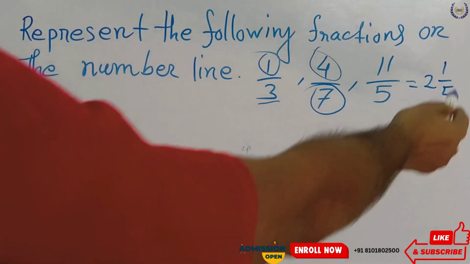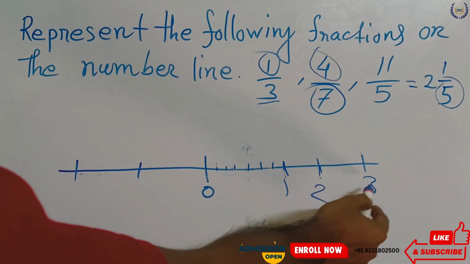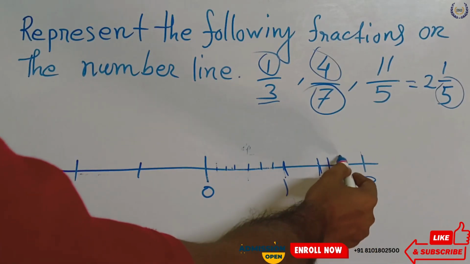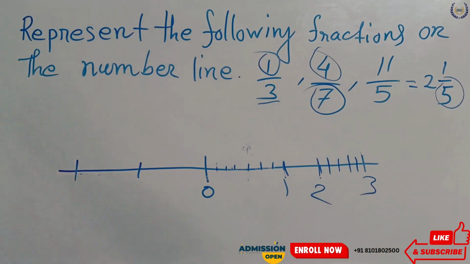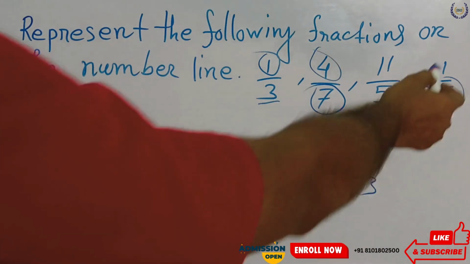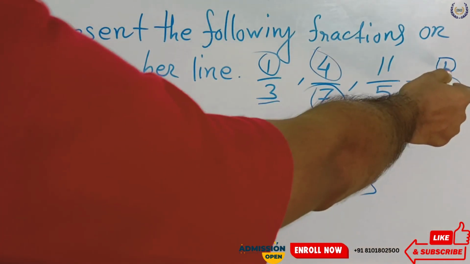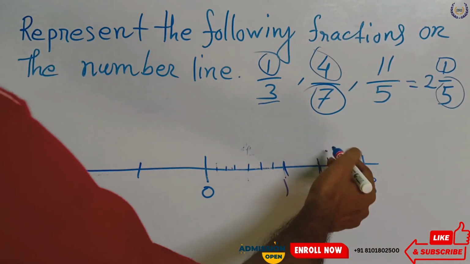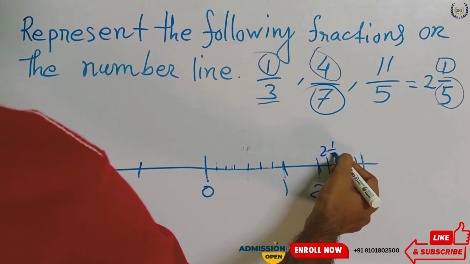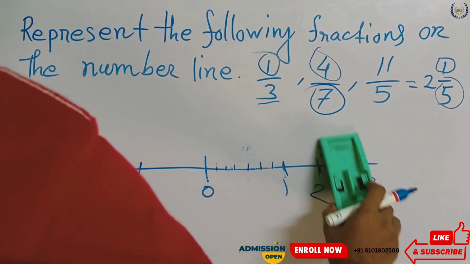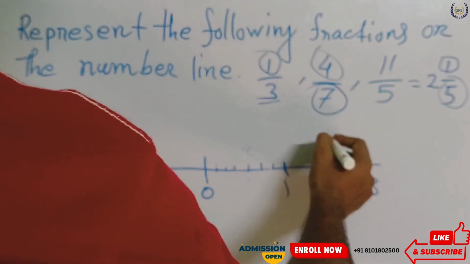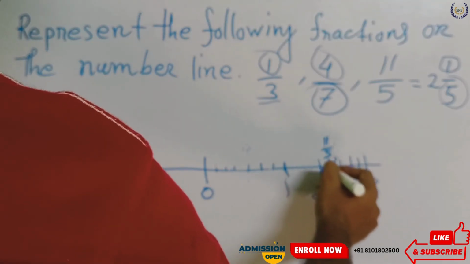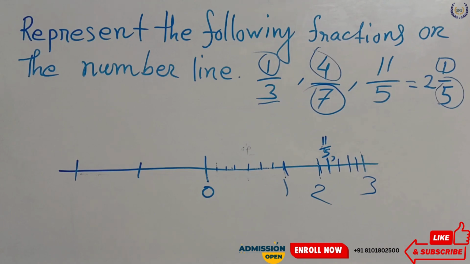After 2, that is denominator 5. So we will divide between 2 to 3 into 5 parts. 1, 2, 3, 4, 5. 5 parts. I have divided into 5 parts, and it is between 2 to 3, the first part. So this will be 2 and 1 by 5. This will be 2 and 1 by 5, or you can write it 11 by 5. Okay, so that's how you can represent different types of fractions on the number line.